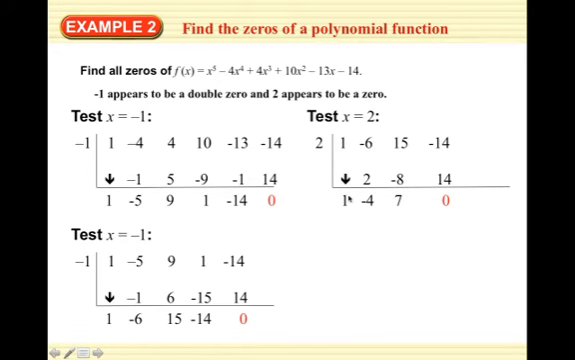So we bring down the 1, and then we multiply by 2 to get 2. -6 plus 2 is -4, times 2 is -8, 15 plus -8 is 7, times 2 is 14, -14 plus 14 is 0. And so here we've got our coefficients of our quadratic, x squared minus 4x plus 7. So if we can factor it, that's great. If not, we'll take the quadratic itself and set it equal to 0 to find our last two zeros. So far we know -1 is a double zero and 2 is a zero.